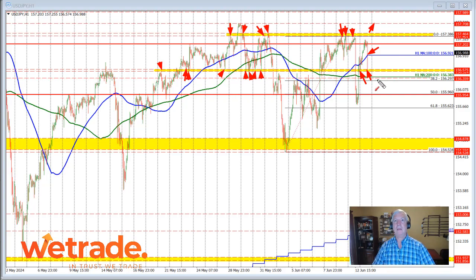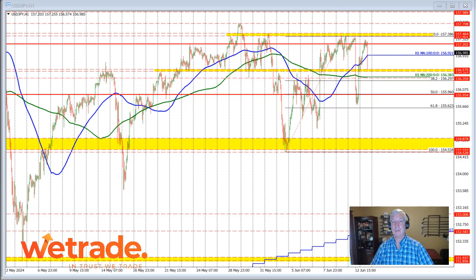So if like the euro, we have a swing area above or a moving average above and a moving average below. In the case of the dollar versus yen, we have a swing area above and a swing area below, which seems to be defining the support and resistance in trading here today.